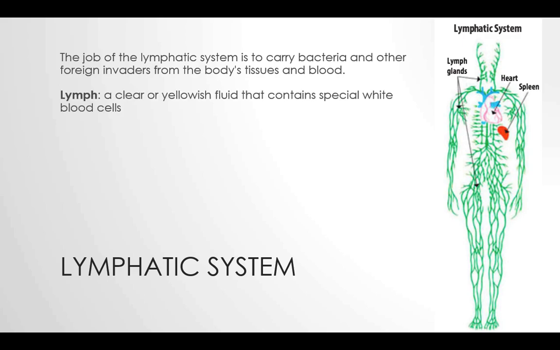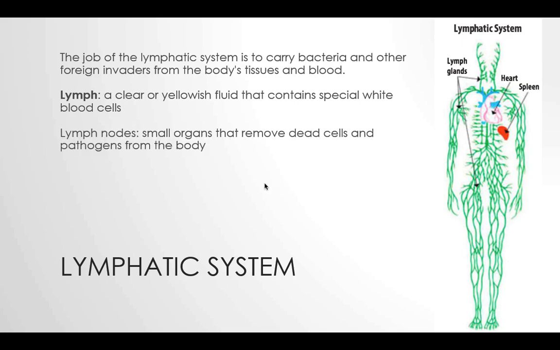So first we have lymph, okay? Lymph is a clear or yellowish liquid that contains special white blood cells. Now, you've probably heard the white blood cells are your immune cells. That is true, okay? So it's a clear or yellow fluid that contains white blood cells. And this is your lymph vessels, the green vessels. They kind of look like blood vessels. Well, they're not blood in there. They're actually lymph. Lymph is flowing through those vessels.